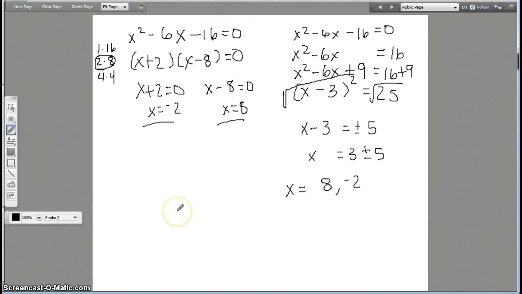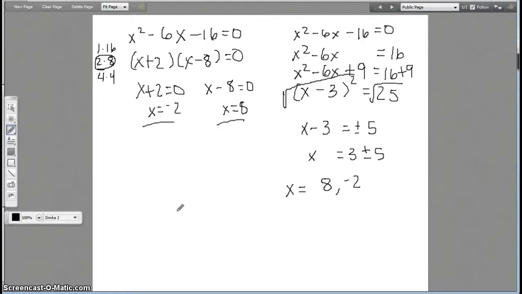So completing the square is just another method. Sometimes completing the square is an easier method to use than factoring, because factoring only works when you have something that's factorable. Completing the square can work even when what you have is not factorable.